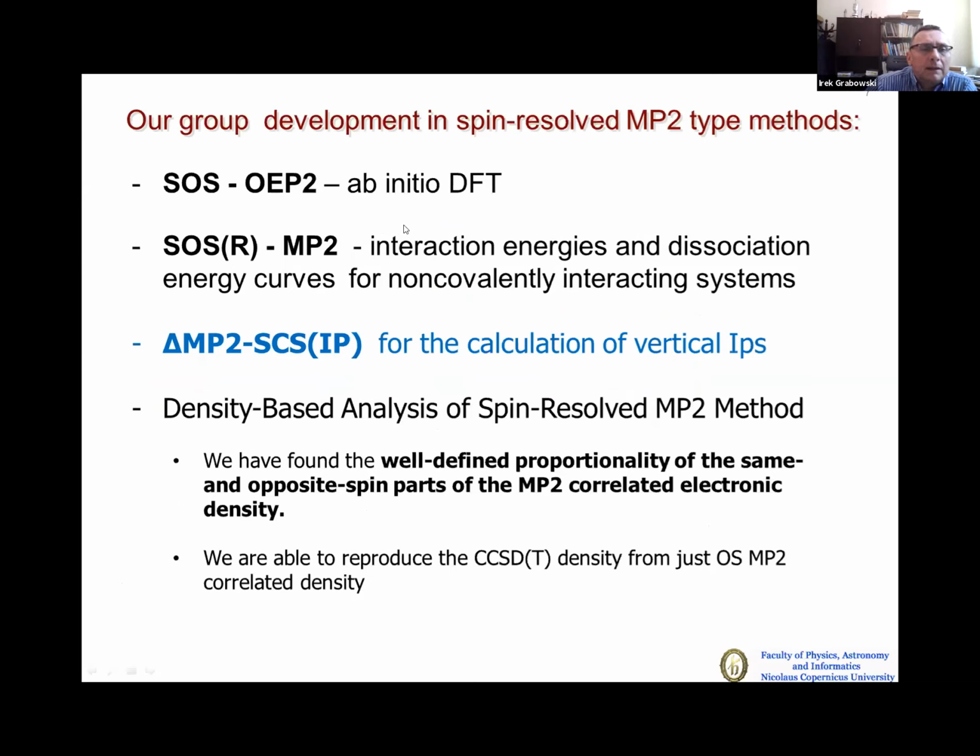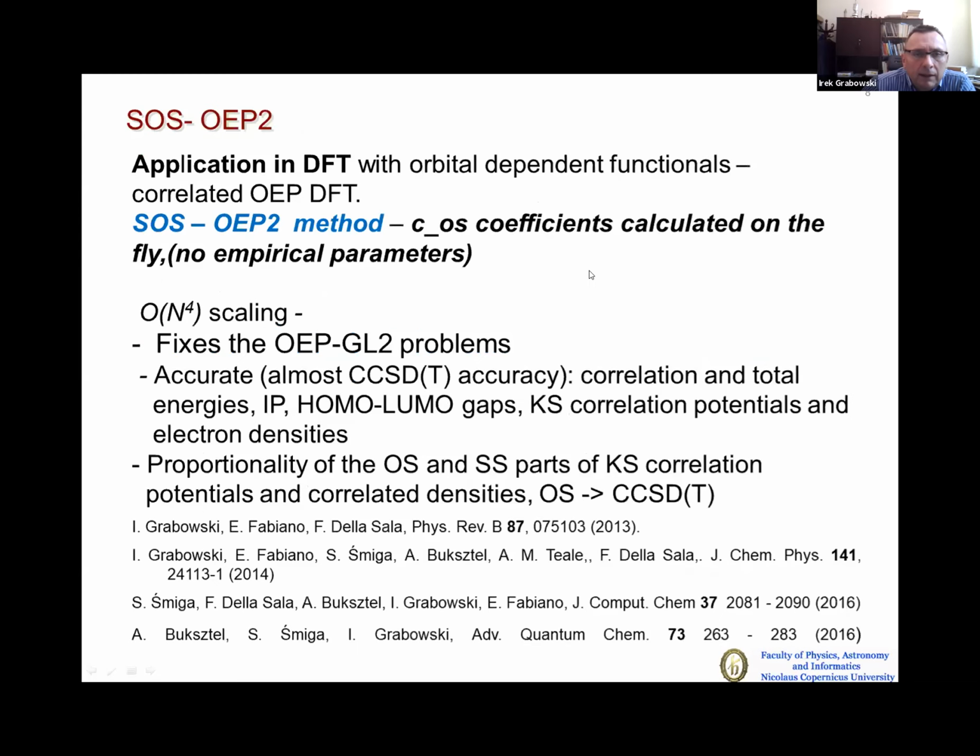for several approaches. First, we use the spin component scaled methods to fix problems with orbital-dependent functionals. I have no time to talk about this, but using the spin component scaled approach to define orbital-dependent correlation functionals, we can fix some Görling-Levy problems like overestimation and convergence problems, but I'm not going to talk about this much.